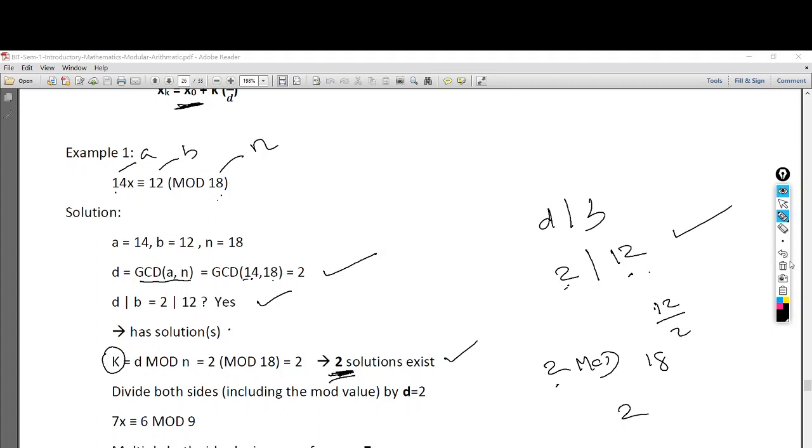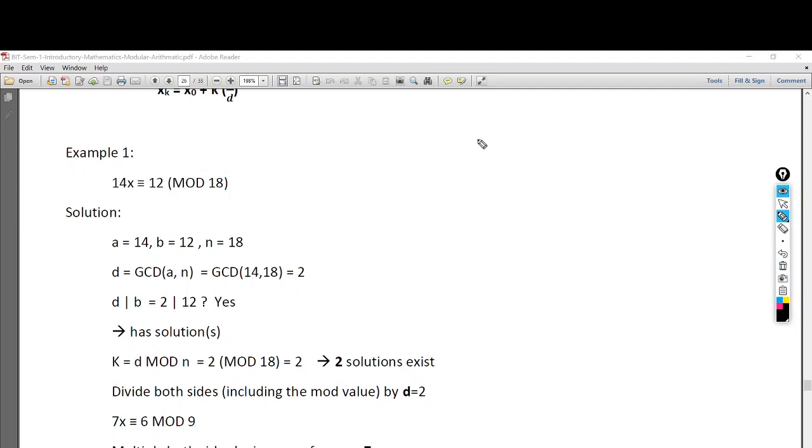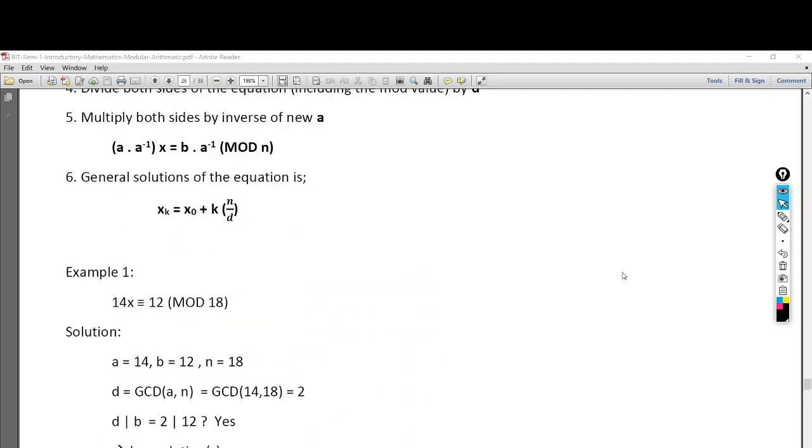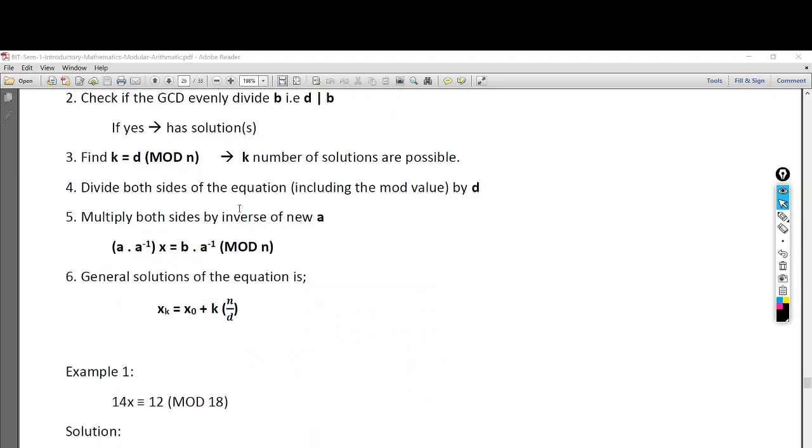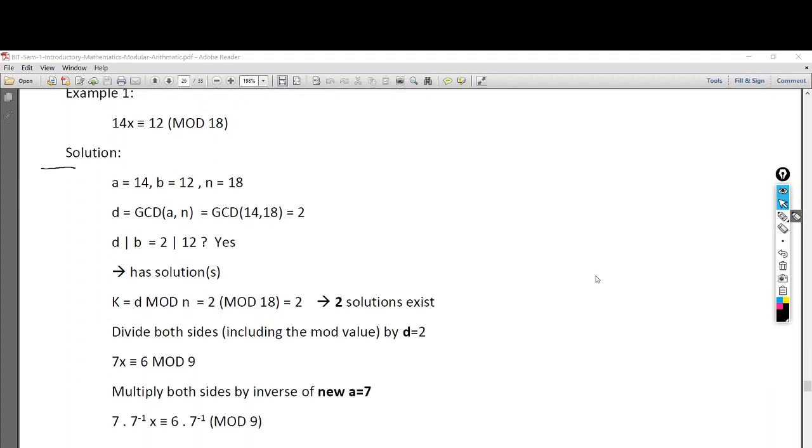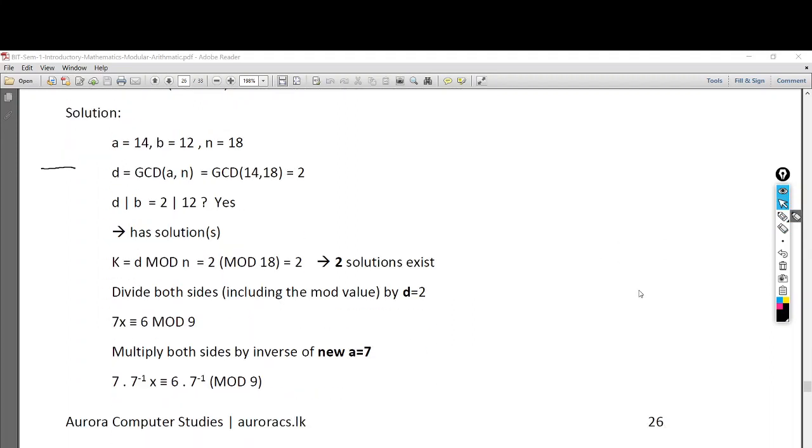Now let's see how to find the zeroth solution. What are we supposed to do now? Now we have come up to point number 3: divide both sides of the equation, including the mod value, by d. That's very straightforward, not a big thing. We already found that d is 2. So now what is our equation?